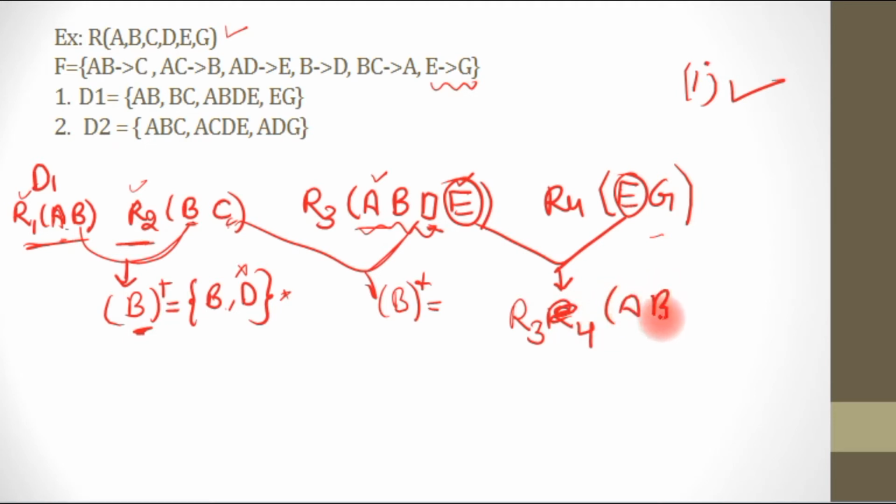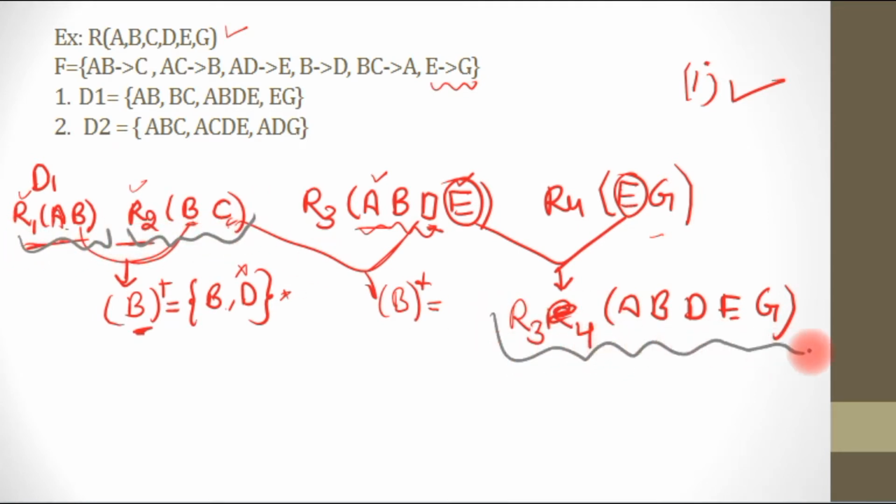Here we have A, B, D, E and G. So now we have three relations, 1, 2 and this 4. Oh, 3. So we have three relations. So now we have to check whether we can combine these relations or not. If you want to combine this relation with this R2 relation, then it is not possible. We have seen that B determines only D. So it is not the super key of R2 or R3, 4. So we cannot merge them.